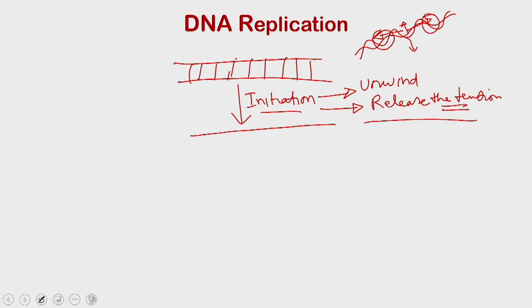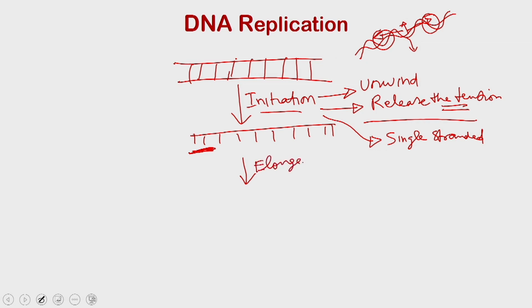And once that is done, you have to ensure that the template you are producing remains single stranded. So, the third step is to keep the strand single stranded, and the fourth step is that you need an enzyme which will come and design the primer onto the template strand, and then you will enter into the next phase, which is called the elongation phase.